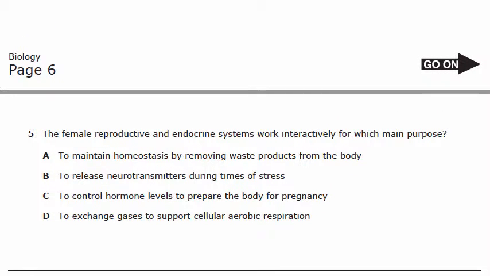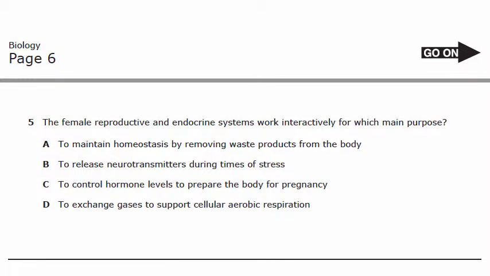Number 5. The female reproductive and endocrine systems work interactively for which main purpose? A. To maintain homeostasis by removing waste products from the body. B. To release neurotransmitters during times of stress. C. To control hormone levels to prepare the body for pregnancy. D. To exchange gases to support cellular aerobic respiration. Stop the tape, select your answer.